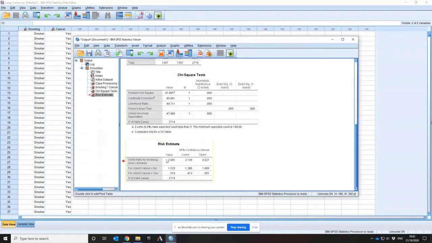Right, so that's done that way. Oh, and the confidence interval for the odds ratio is from 2.1 to 4.0. So that means the amount that smoking increases your chances of getting cancer is between a 2-fold and a 4-fold increase, between 2 and 4 times as likely to get cancer as a smoker.